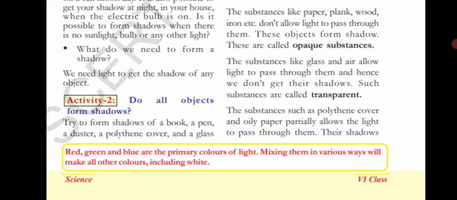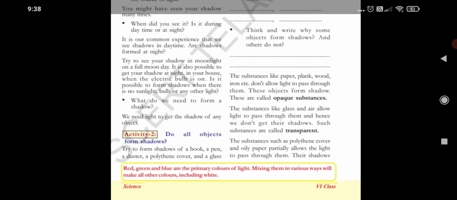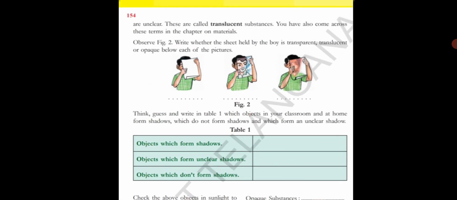Let's see. Substances like paper, plank, wood, iron, etc. do not allow light to pass through them. These objects form shadows. They are called opaque substances. Substances like glass and air allow light to pass through them, and hence we do not get their shadows. Such substances are called transparent. Substances such as polythene cover and oily paper partially allow light to pass through them. Their shadows are unclear. These are called translucent substances.